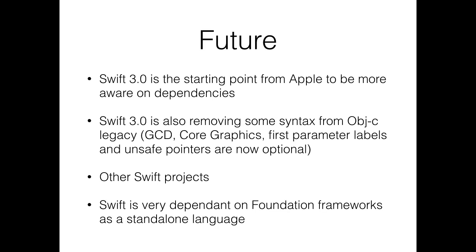Core Graphics APIs will have a Swift overhaul, and unsafe pointers are now optional, so you can check for their nullability because they might be null, and normally they are optional. There will be a lot of other Swift projects. Swift was migrated to Linux recently, so I'm pretty sure that Linux developers will do a lot of stuff.